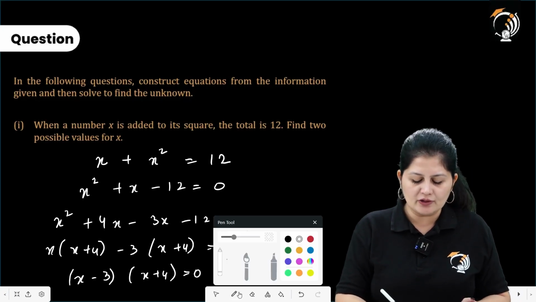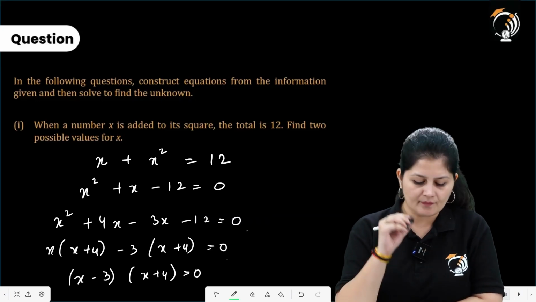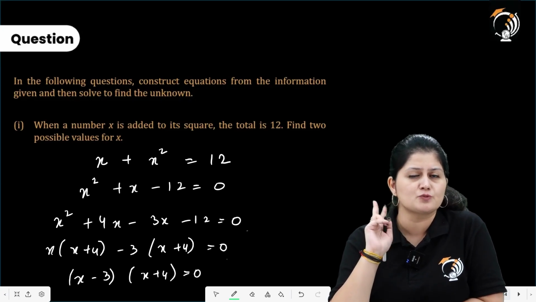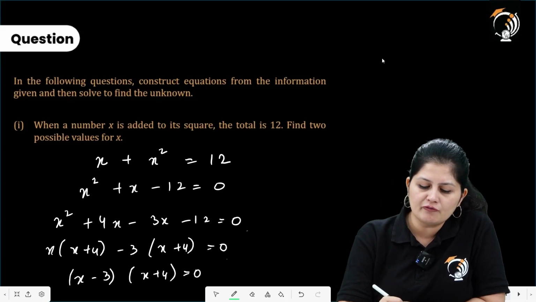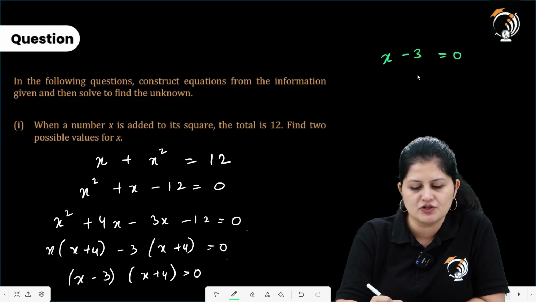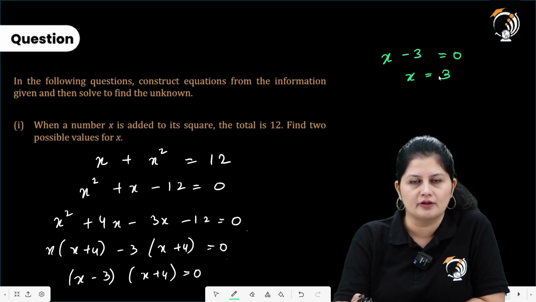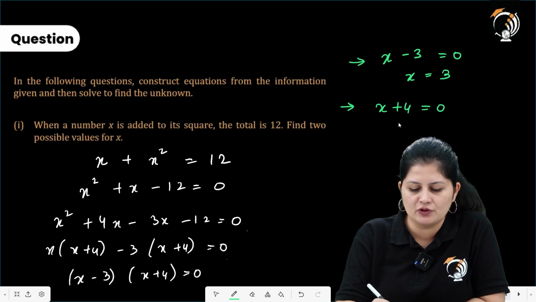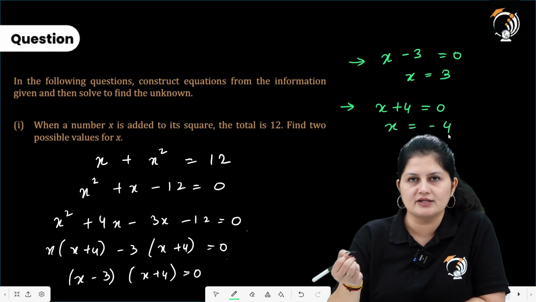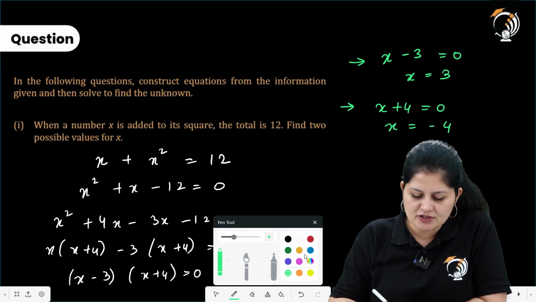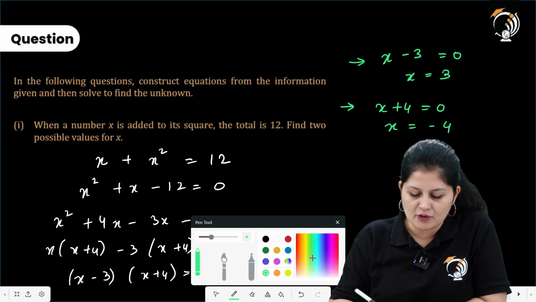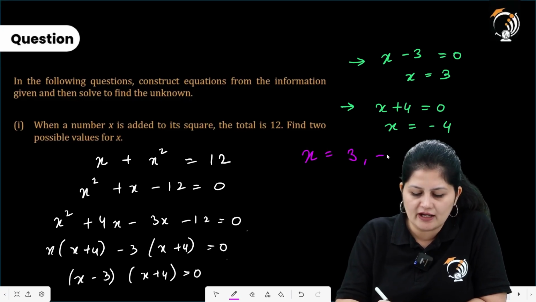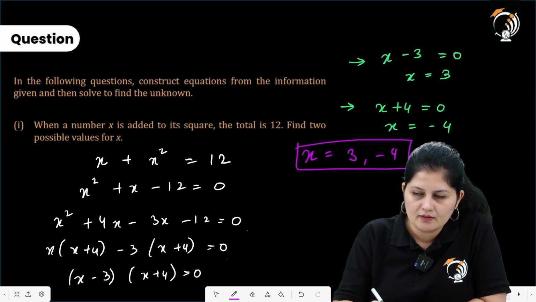Now, in order to get the two possible values of x here, when the product of two numbers is equal to 0, we know that at least one of them needs to be 0. So first we will do x minus 3 is equal to 0. We will get the value of x is equal to 3. In the second case, we keep x plus 4 equal to 0 and we get the value of x is equal to minus 4. So the possible values of x here are 3 and minus 4. Clear?